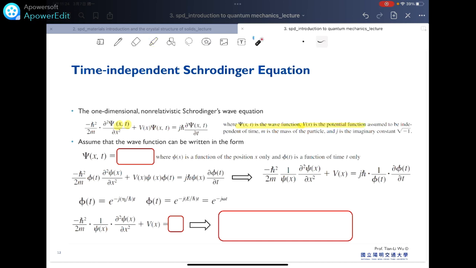And then V(x) is a potential function. Now we can assume the wave function can be written in the form with a function of x and then with a function of t. So phi(x) is a function of the position x, and phi(t) is a function of the time t only. We can make this assumption here. Once we put this in, the equation in the end will become this way. And also we can consider phi(t) can be expressed by this one. So in the end phi(t) will be simplified as shown here. Finally, we have this equation equal to E.